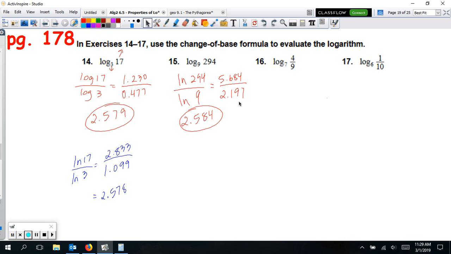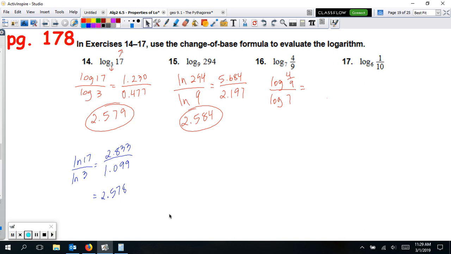on the calculator with. Number 16, we're going to put the 4/9 on the top. So I'm going to use the common log on this one. So log of 4/9 over a log of 7. And so log of 4/9, we would want to put that in a parenthesis. So as I kind of put that in right there, 4 divided by 9, and then hit the log.